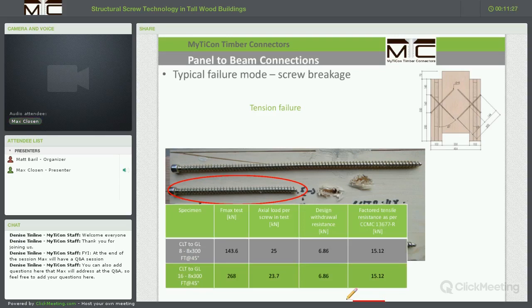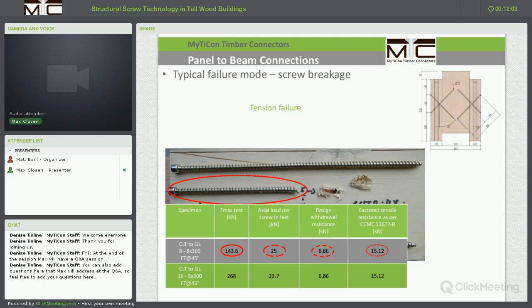If we want to look at how these fasteners are basically loaded and to what extent they are loaded, we look at the maximum achieved test capacity here of 143 kilonewton and compute how much load that would be per screw parallel to the screw axis. So we see that the screw takes around 25 kilonewton of load parallel to its screw axis in this test. And if we look at the design value that we can compute with the Canadian code approval for these fasteners, we would only see 6.86 kilonewton of withdrawal resistance of the fastener.